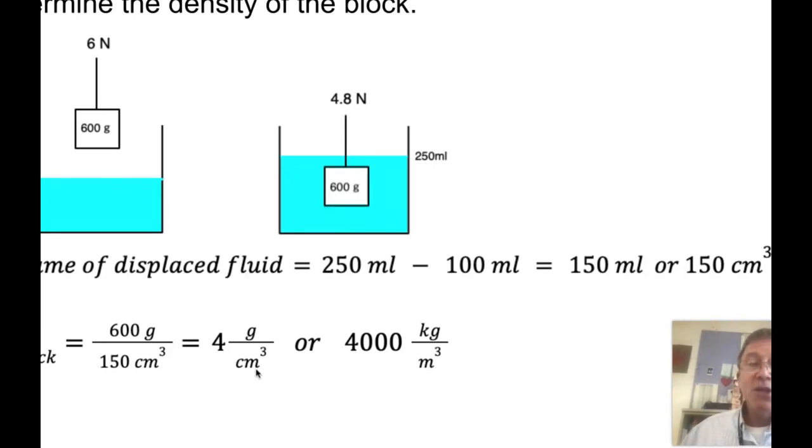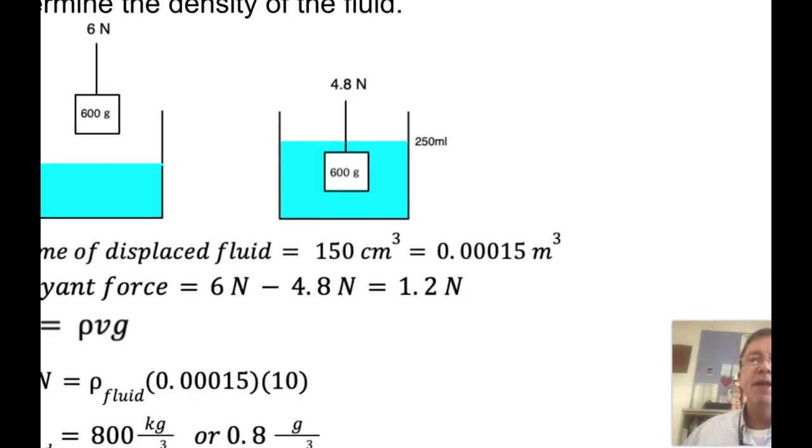Now, remember, it's really easy to turn grams per cubic centimeter into kilograms per cubic meter because you just multiply by 1,000. So if it's 4 grams per cubic centimeter, it's 4,000 kilograms per cubic meter. This is a very easy conversion, one you need to get used to. But now let's try this one here, because that was pretty straightforward, just mass and volume. Now I want to know what the density of the fluid is. That's a more likely question for them to ask.